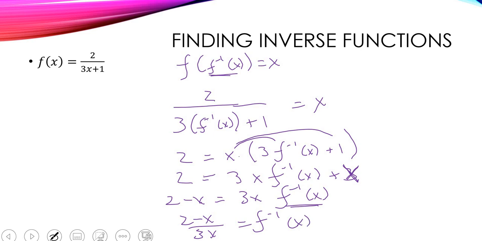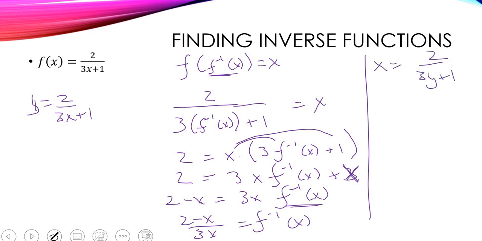Okay? Now, another way to do this, I want to look real quickly, is to change your x and your y. That's what an inverse function means. So if y equals 2 over 3x plus 1, my inverse is going to be x equals 2 over 3y plus 1. Now I can solve for y. That would be x times 3y plus 1 equals 2. 3y plus 1 equals 2 divided by x.